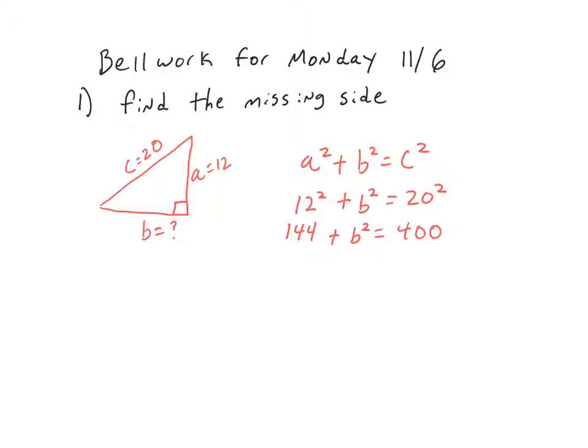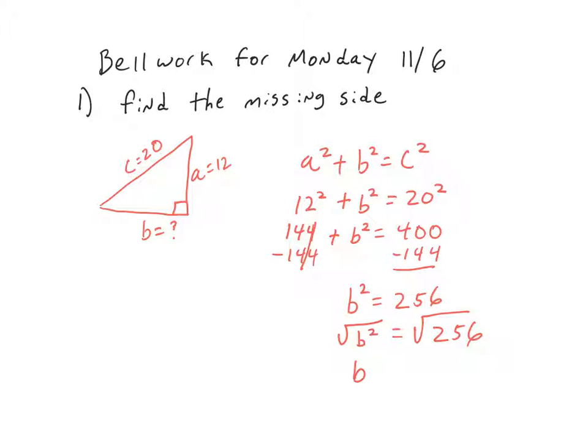And then just solve for B. So we're going to subtract 144 from 400, and that gives us 256. Then we take the square root on both sides: the square root of B squared and the square root of 256. So B is going to equal 16.